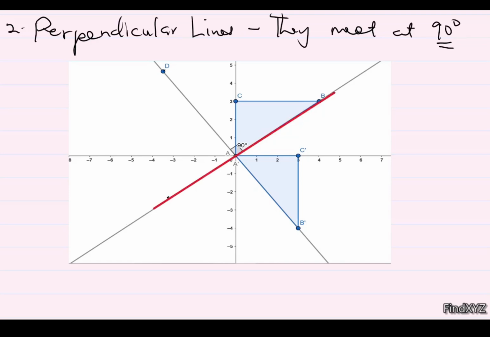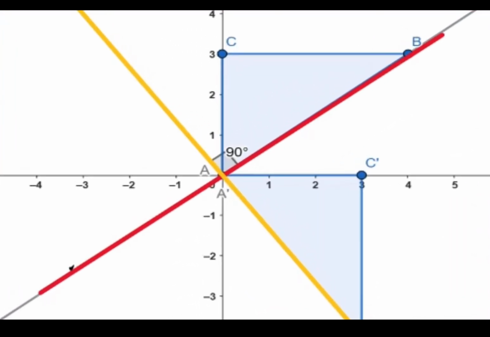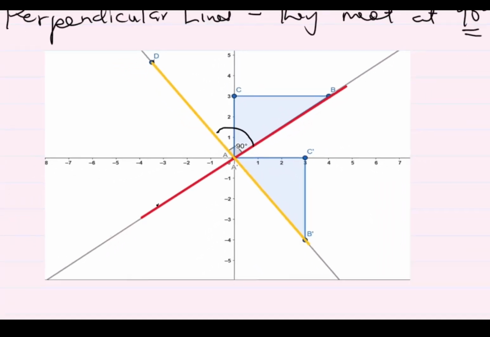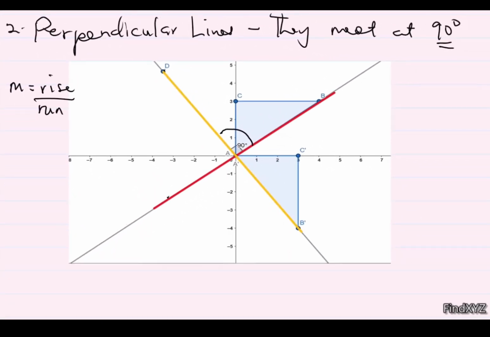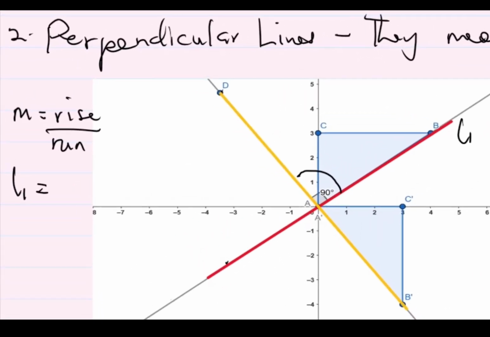Let's look at this line. It is perpendicular to this line. Now because these two lines are perpendicular, you can clearly see they are meeting at an angle of 90 degrees. Now let's calculate the gradient for the first line. So the gradient is rise over run. So let's look at line 1, the red line. So the gradient for line 1 is, what is the rise? We go up how many units? 3 units. So 3 over, then move forward how many units? 4 units. So 3 over 4.